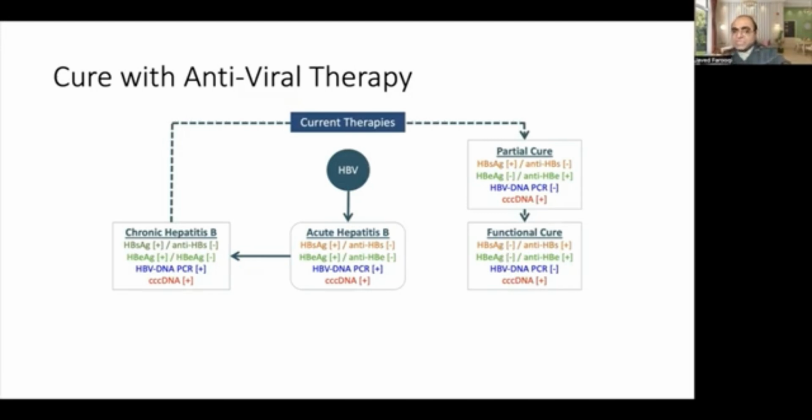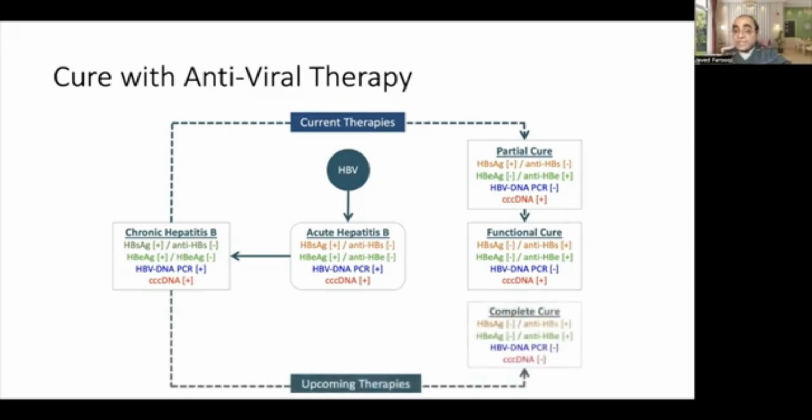This is the maximum which current therapies, pegylated interferon, entecavir, tenofovir in the form of TDF or TAF, can give us: the functional cure, when there is HBsAg seroconversion, HBeAg seroconversion, and DNA loss. But if there is only HBeAg seroconversion and DNA loss, this will be called partial cure. As compared to the current therapies, the upcoming therapies will hopefully clear the cccDNA as well, and then this will be called a complete cure.